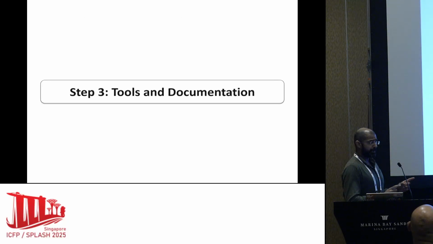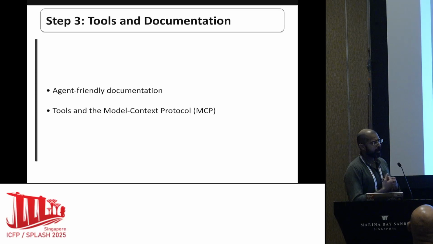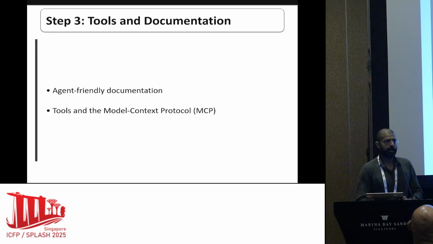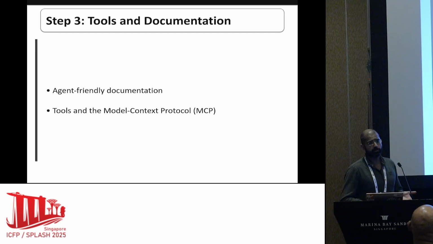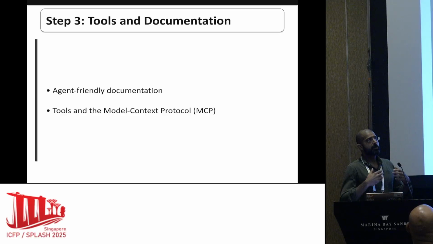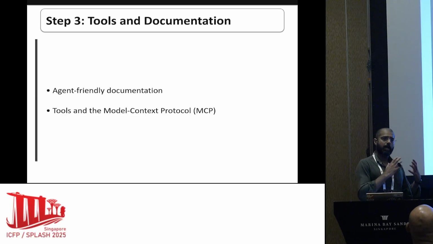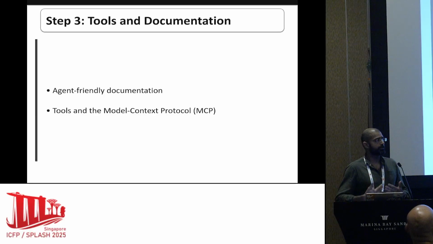Step 3, tools and documentation. There is never going to be enough training data out there that models are trained on to ensure that there's enough parametric knowledge about OCaml in model weights. So what we have to do is bridge that gap by making sure that we provide a crutch for agents.